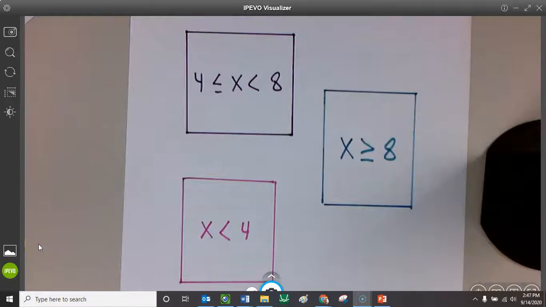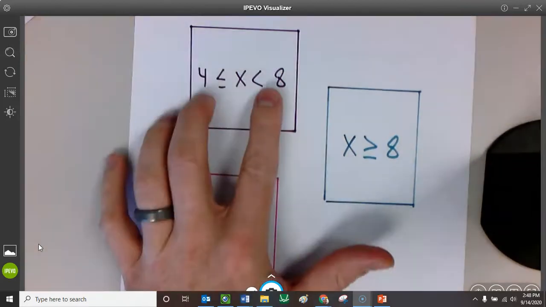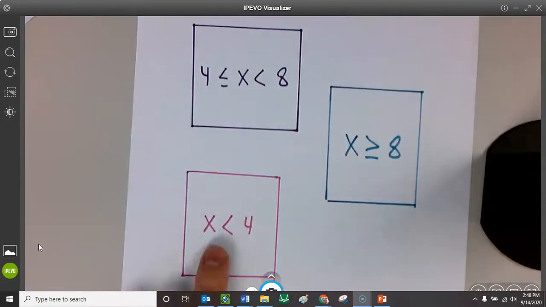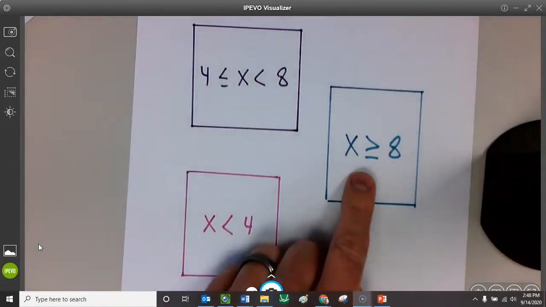All right, we're back. What you guys see right here, I'm going to call some bins or some boxes. And each of these boxes have intervals on them. So it looks kind of like what we did on the sideboard last week, right? We have to know how to say these things. This says between 4 and 8, including 4. This says less than 4. This says anything greater than or equal to 8.